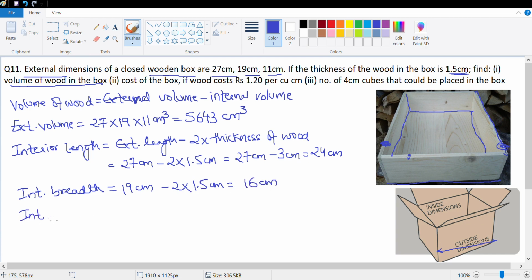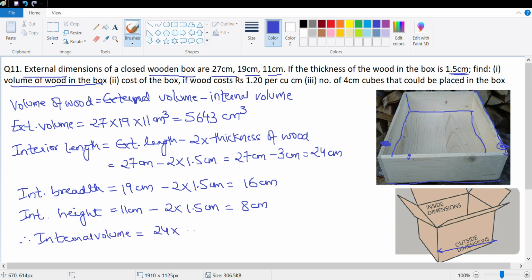And internal height would be equal to exterior height, which in this case is given as 11 centimeter, minus 2 times the thickness of wood, which is 2 into 1.5, which is 11 minus 3, which is 8 centimeter. Therefore, internal volume will be equal to interior length, which is 24, multiplied by interior breadth, which is 16, multiplied by interior height, which is 8 centimeter cube. Let's do this calculation. 24 into 16 into 8. So let's do 16 into 8 first.